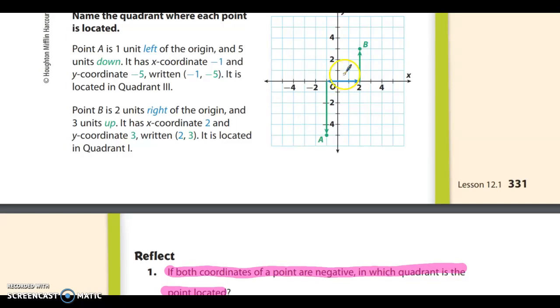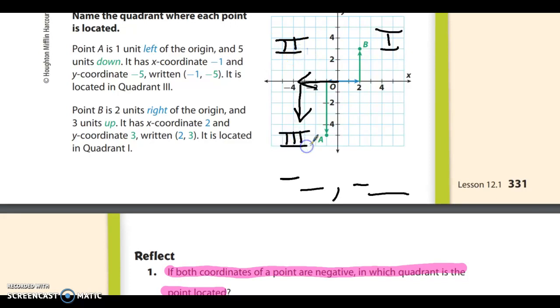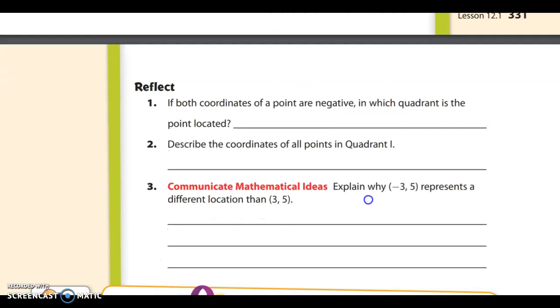So if the first number is negative, and the second number is negative. If the first one's negative, we go which way? Left or right? We go left. And if the second one's negative, we go down. Well, what is this quadrant called? This is 1, this is 2, this is 3. So that's our answer. If they're both negative, where do you end up? You end up in quadrant 3.